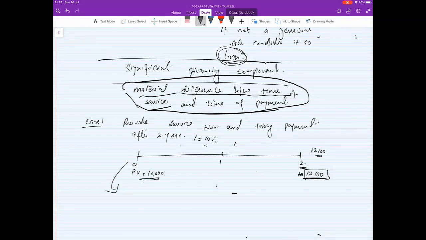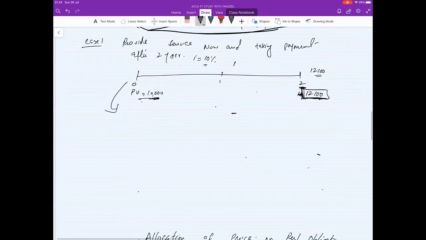It means that the present value of the future cash flow is 10,000. If you pay me now, I will take 10,000. But if you pay me after 2 years, I will take 12,100 instead of 10,000. How will we book this revenue?